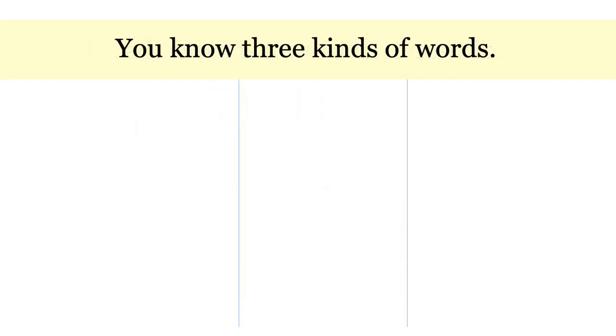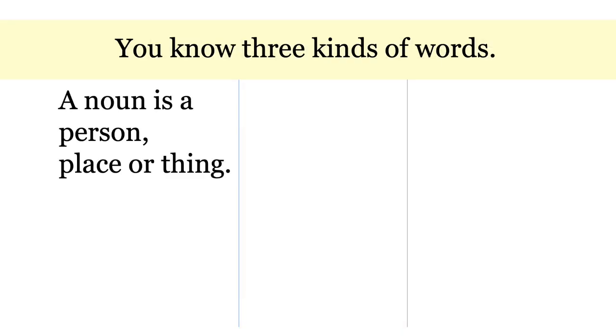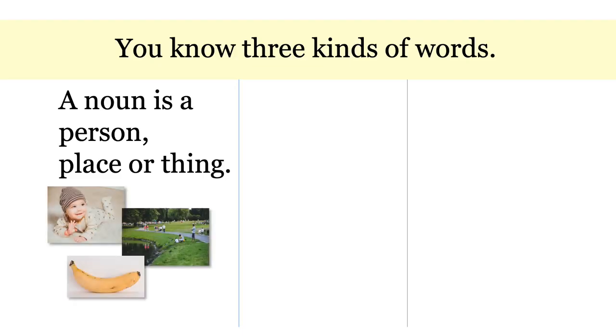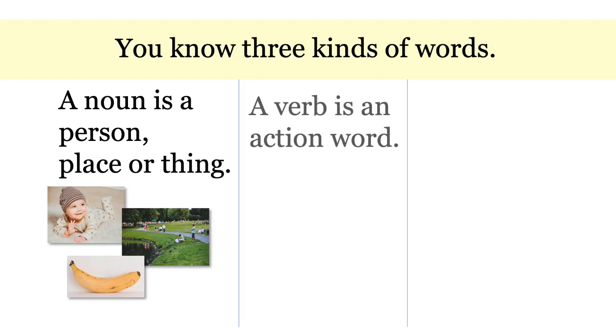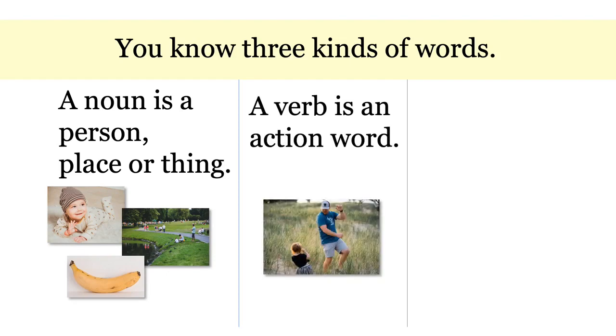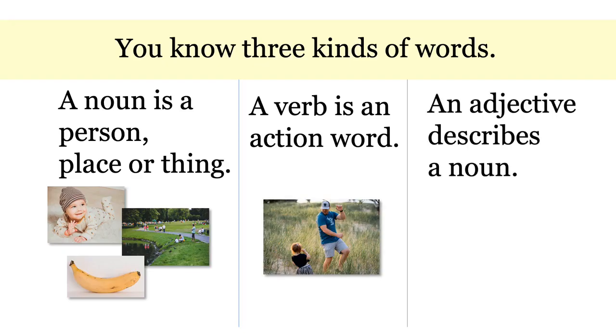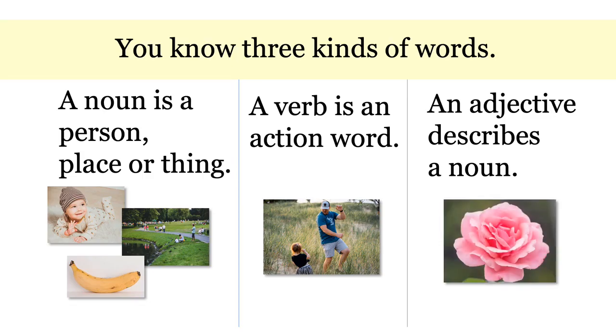Now you know three kinds of words. A noun is a person, place, or thing, like baby, park, and banana. A verb is an action word, like dance: the father and daughter dance. And an adjective describes a noun, like pink. This flower is pink.